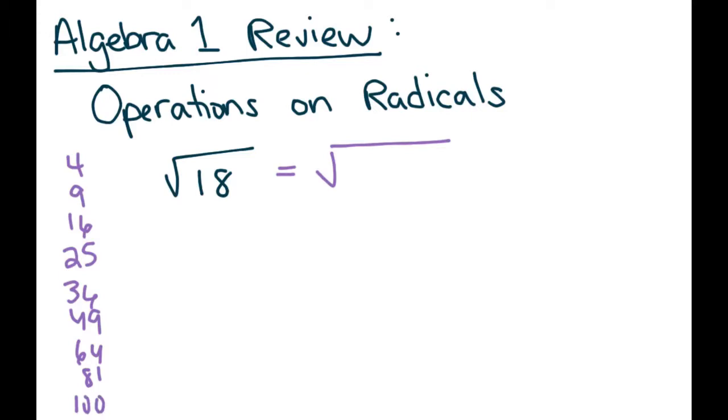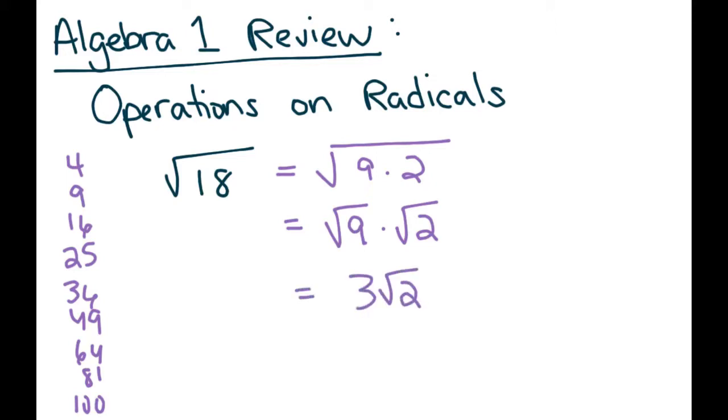It turns out that 9 goes into 18 two times. There is a property on radicals that says that if you have a product under a radical, you can separate that radical over each factor. And now, the square root of 9 is something I can take. It's 3. But I can't take the square root of 2 without getting a decimal, so we say the simplified version is 3 the square root of 2.